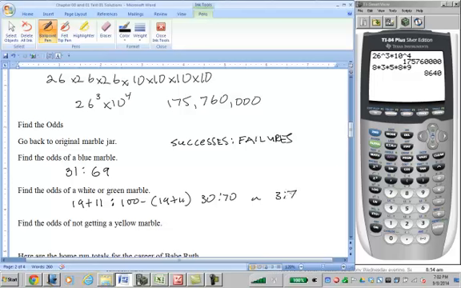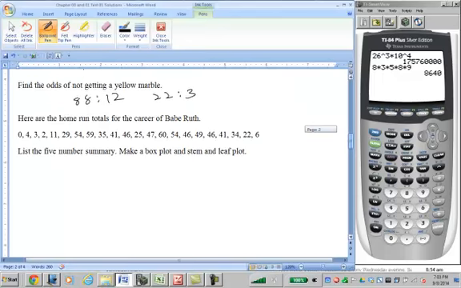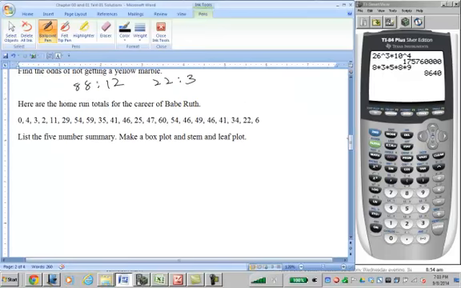Okay, Babe Ruth's career home runs. Okay, you have the numbers. Let me stop this while I write the numbers down and proceed. All right, so I broke the numbers up into two groups of 11, for his career lasted 22 years.